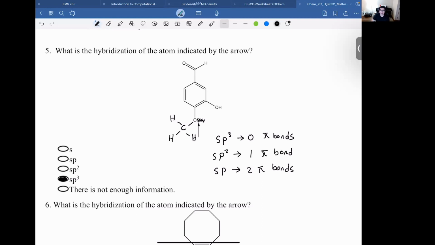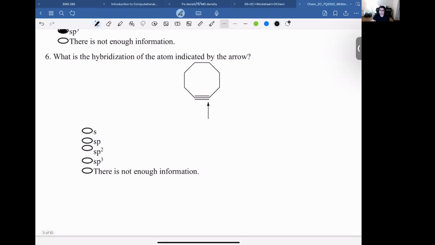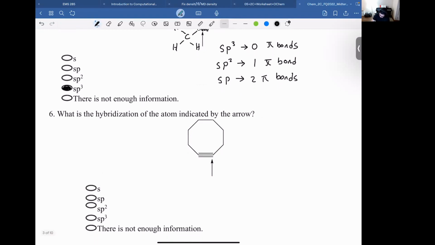Okay, so I don't see any other questions on 5, and then I'm asked to do number 6. Number 6 says, what is the hybridization of the atom indicated by the arrow? We can do the same thing here, just using the same trick. Looking at this carbon, there's 4 bonds for carbon. There's this single bond, and then there's this triple bond. In the triple bond, you have 2 pi bonds. So the hybridization here is going to be sp. Then you're done.